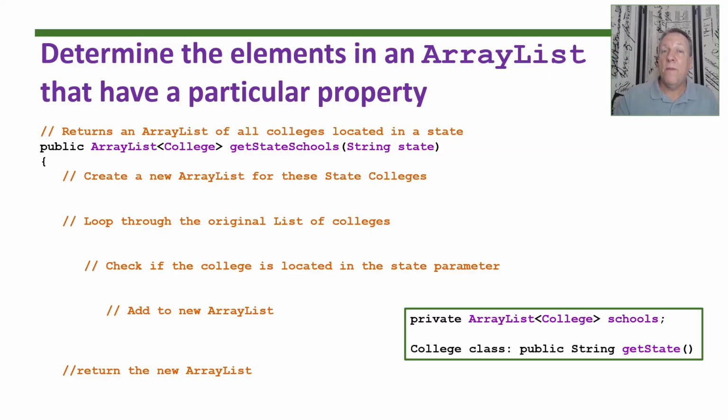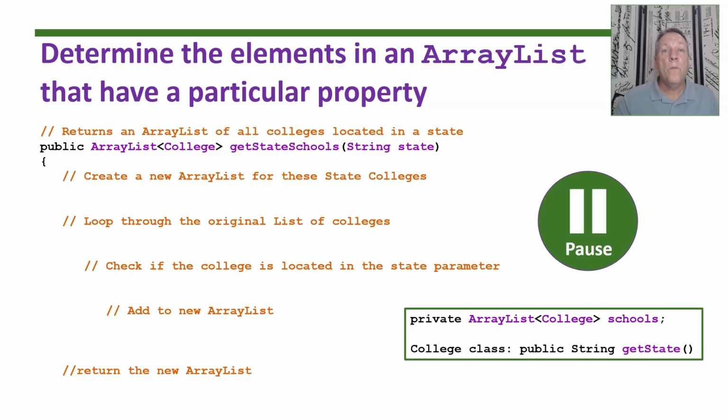Again, here are some methods we have available to us. First of all, we have the array list of colleges called schools. And then we have a public String getState method found in our College class. So go ahead and pause this video, take a shot, and we'll look at a solution together.